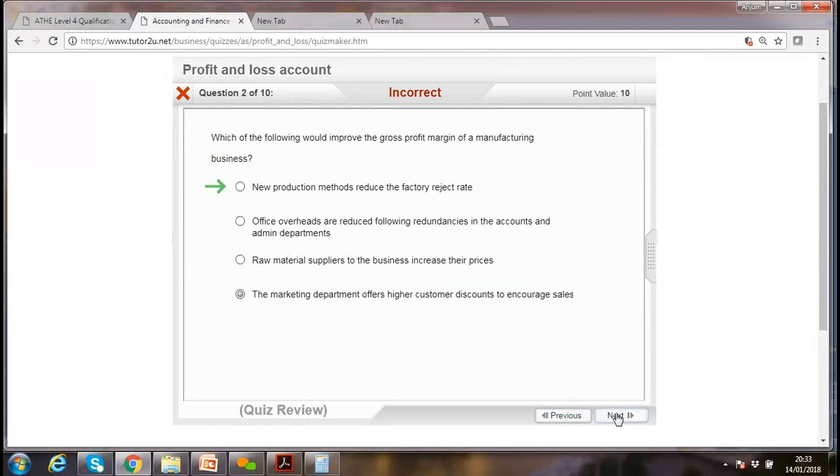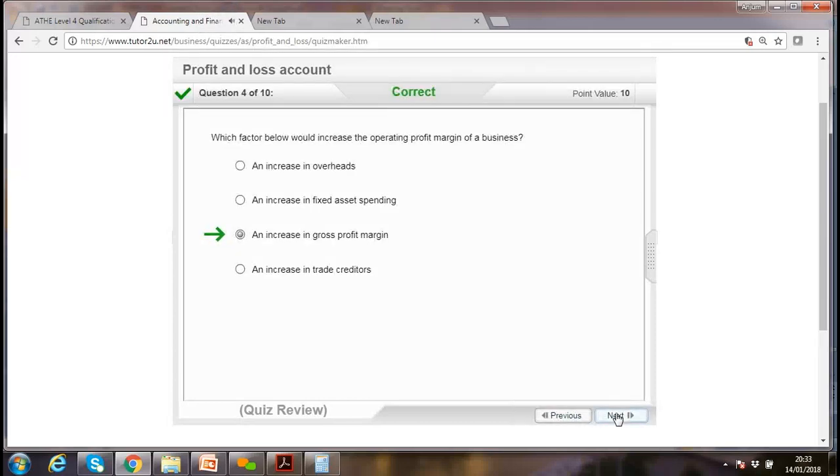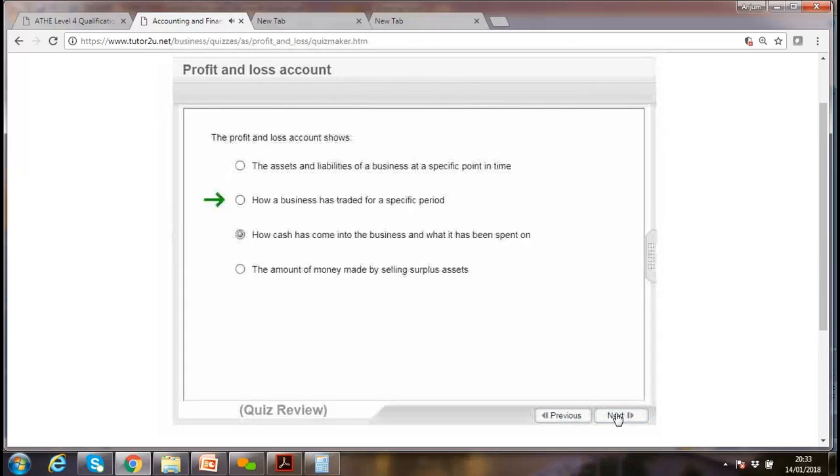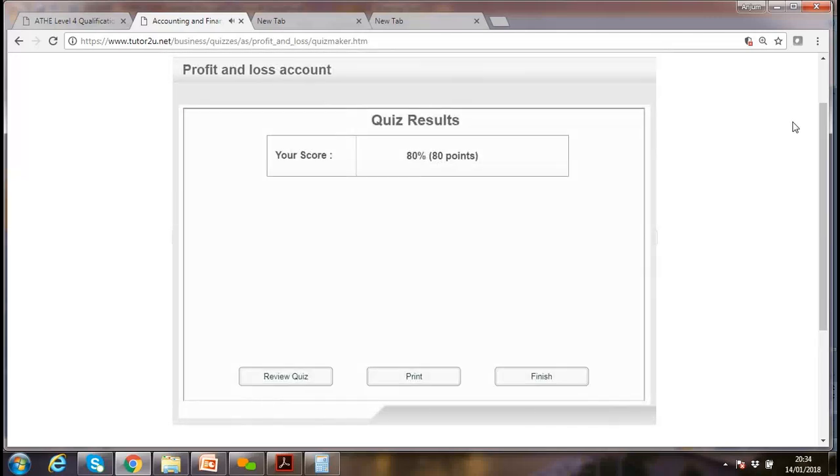Yes, that was supposed to be a new production method, reduce, reject. Yes, this should be the amount. Yes, increase gross profit, reduce, you're right. Yes, traded. A business has traded for a specific period of time. So profit and loss shows how the trade went, whether the business made a profit or loss. Well done, all your credits correct.